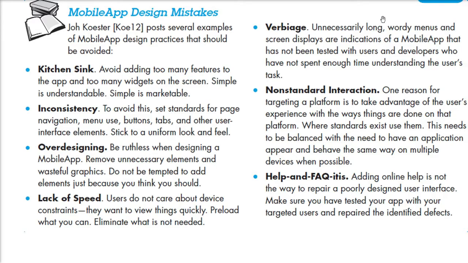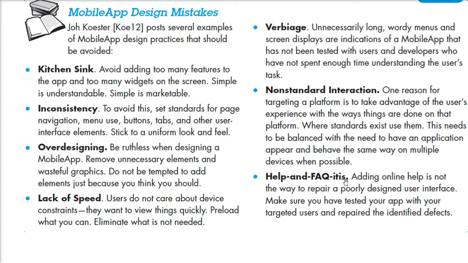Verbiage. Sometimes we write certain things which are not to be given on a mobile. Mobile app screen displays are limited, so don't unnecessarily make long wordy menus or screen displays. Non-standard interaction. Different mobile apps are made for different platforms and they have already given standards. So we need to follow that standard. We don't follow it, we just make it what we want.